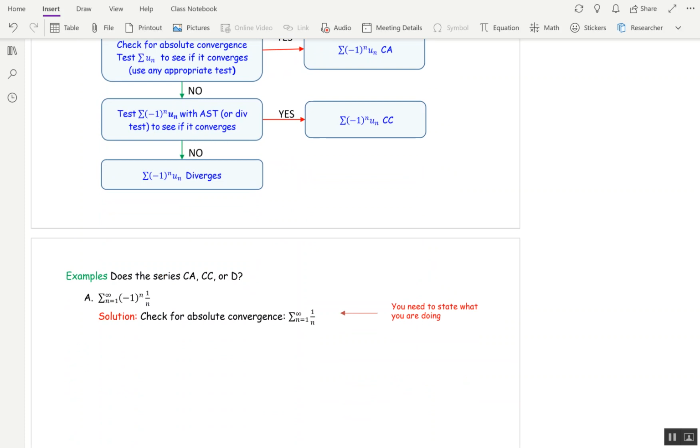This is a famous series called the alternating harmonic.